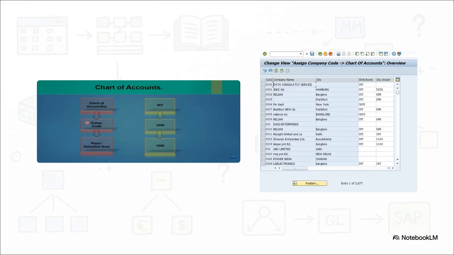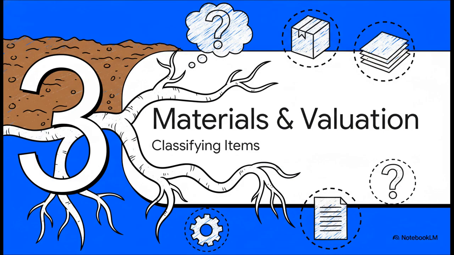So, the really crucial takeaway here is how this theoretical hierarchy gets grounded in reality. The chart of accounts is assigned directly to the company code, which is then assigned to the plant. When you look at the actual SAP interface, you can see this perfectly, like assigning the INT chart of accounts to various company codes. This ensures every single transaction is securely rooted in the correct legal and physical entity of your business. Next up, Section 3, Materials and Valuation Classes.